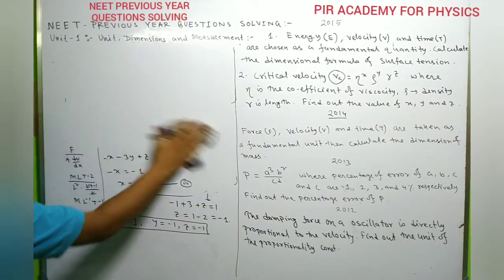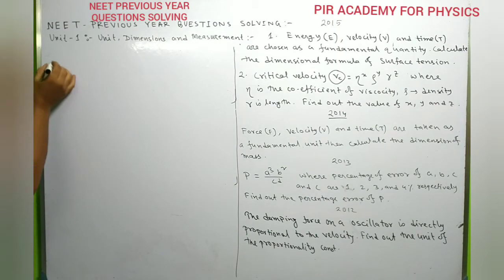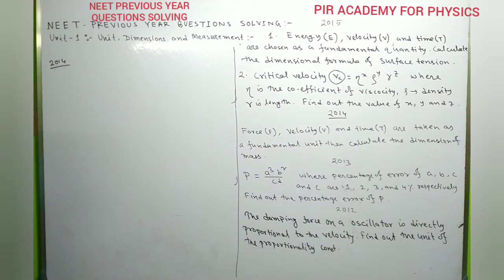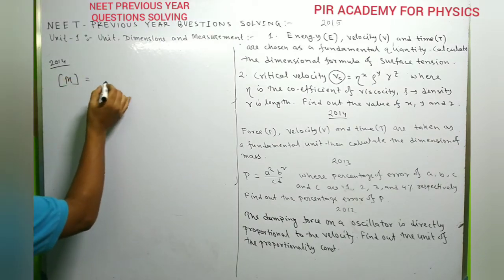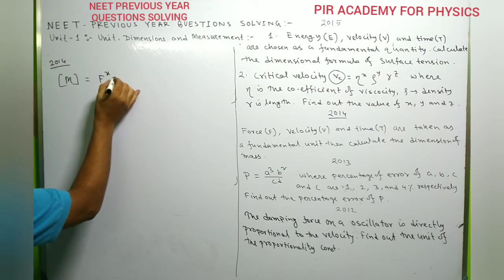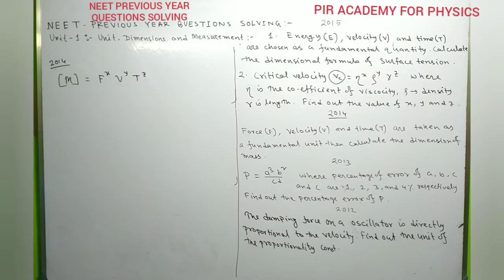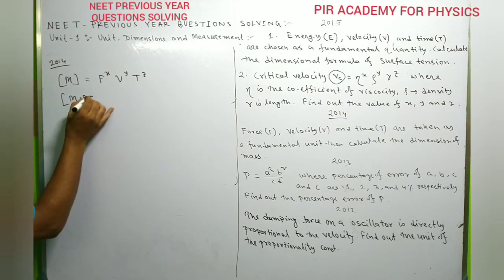Now the question of 2014. Here you see that force, velocity and time are taken as fundamental units. So then you have to calculate the dimensional formula of mass. Mass can be expressed in terms of force, velocity and time. So it can be expressed as F to the power x, V to the power y and T to the power z. So here is M, L to the power 0, T to the power 0.